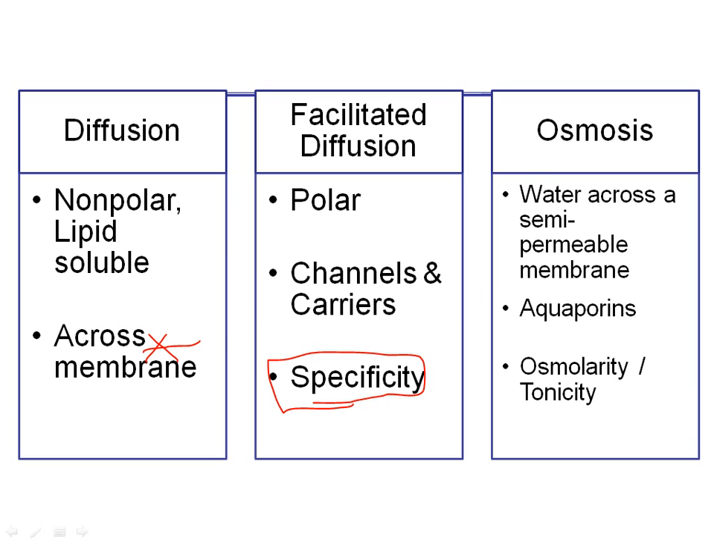The third example was osmosis. Osmosis is a specific case. It's the movement of water, or solvent, across a semi-permeable membrane. Water finds a way. Water can squeak across the membrane. Water also moves on its own special carrier proteins called aquaporins. Osmosis is related to the last two terms there, osmolarity and tonicity, and I'll define them later.